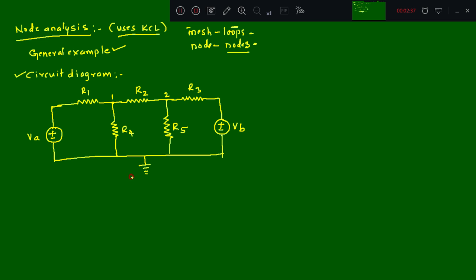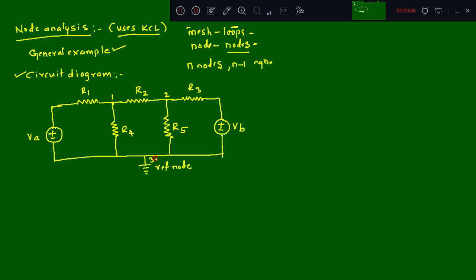Ground. If we have n nodes in any circuit diagram, we will have n minus 1 equations. So here we have 3 nodes: node 1, node 2 and node 3, which is called the reference node.